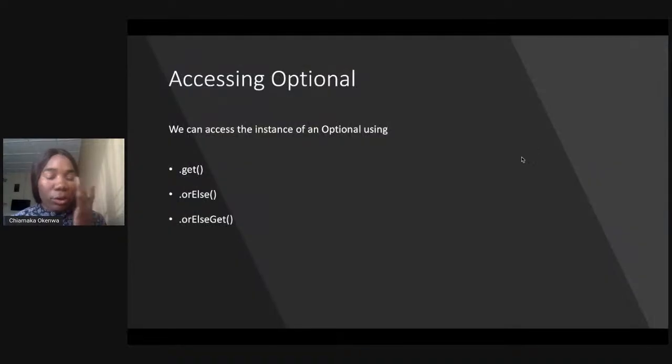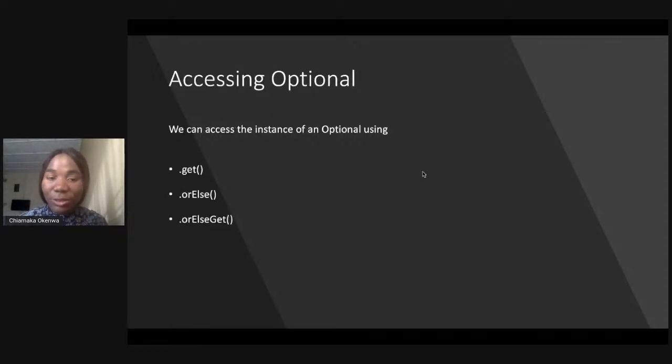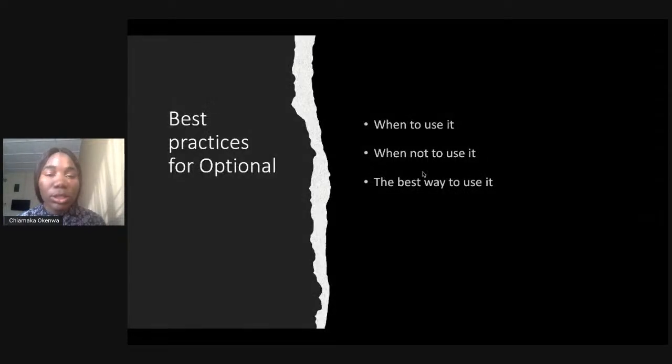So there are other ways of also accessing optionals. Another way of transforming optionals is using the map method. Although I'm not really going to be going into so much detail on that, I just wanted to mention some of the best practices for optionals.